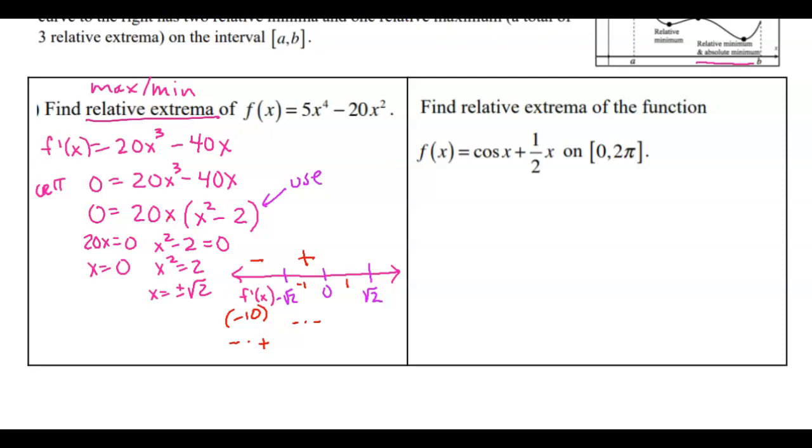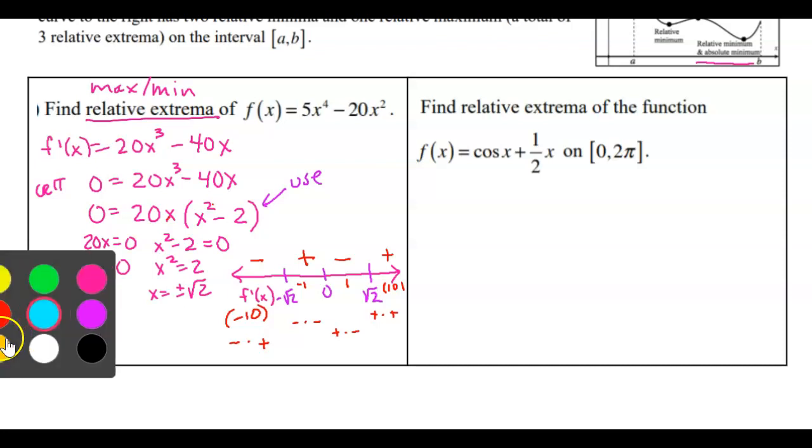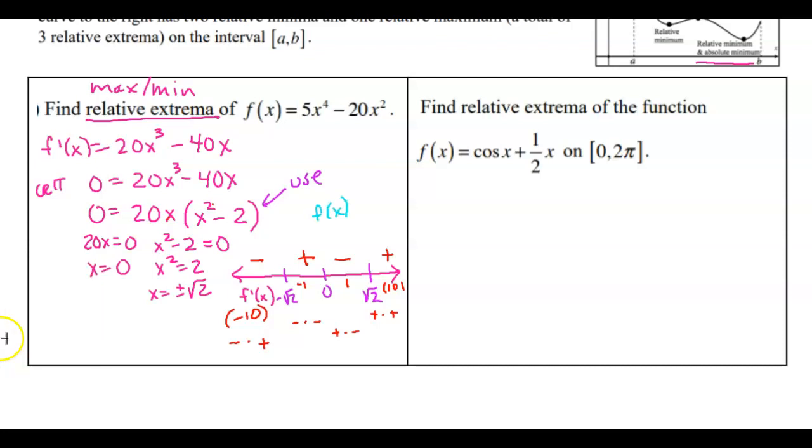Same thing here. I'll try 1. So 20 times 1 is positive. 1 squared minus 2 is negative. So positive times negative is a negative. And then I'm going to pick 10. So that's positive. 10 squared is 100. 100 minus 2 is definitely positive. Okay? So that meant our original is decreasing, increasing, decreasing, increasing. With polynomials, they usually alternate. With other functions, you just never know.